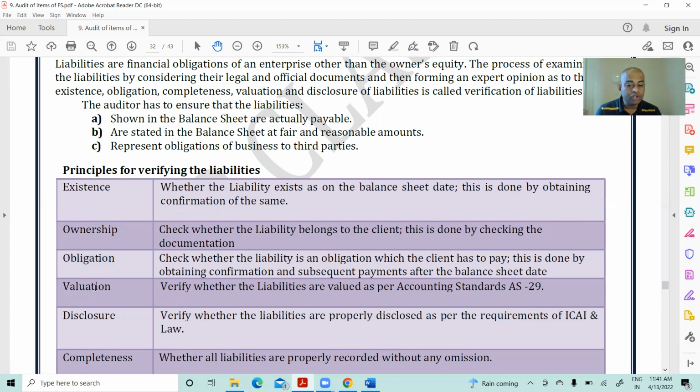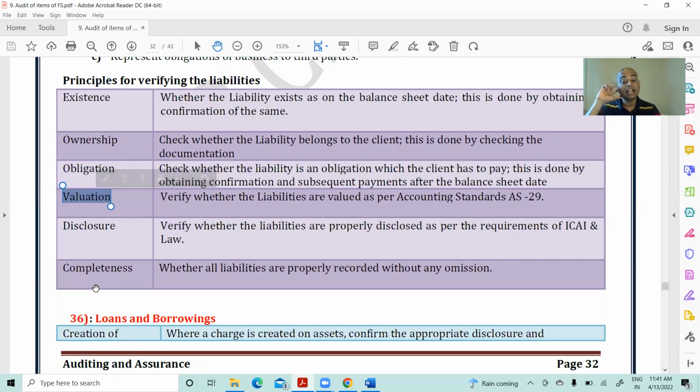Then valuation, then disclosure, then completeness: whether any liability is omitted. You remember the other day we were discussing true and fair view. There are some guidelines on when the accounts are said to be proper, when the financial statements are said to show a true and fair view. One of the points is that no material asset or material liability is omitted. There should be no omission. There should be 100% inclusion. All the liabilities must be properly accounted for and properly recognized.